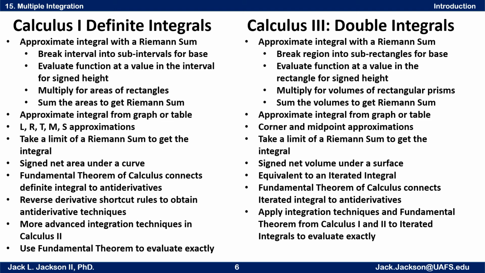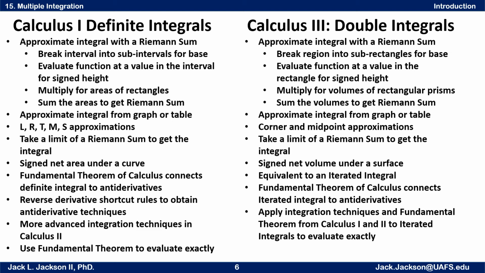We're going to do the same kind of thing in Cal 3. We're going to approximate an integral with a Riemann sum. We're going to break the region, which is a rectangle, let's say, into subrectangles for bases, evaluate the function at a value in the rectangle for a signed height, multiply those together to get a volume of a rectangular prism, and sum those volumes to get a Riemann sum. We can approximate the integral from a graph or a table. We did that in Cal 1. We're going to do that in Cal 3 as well.